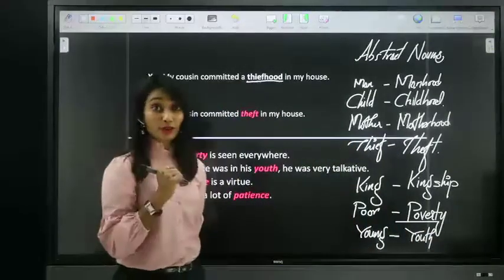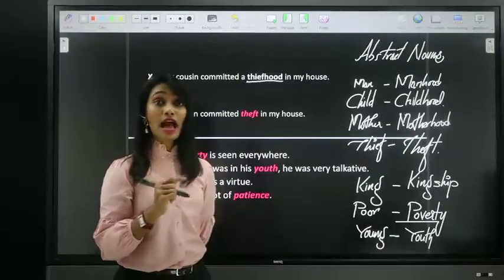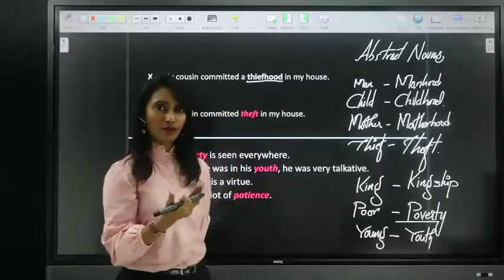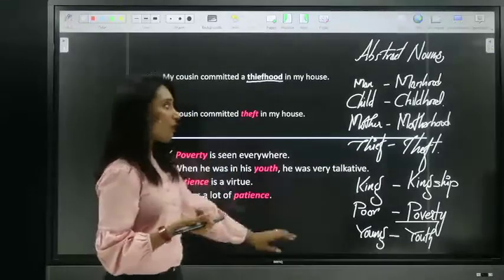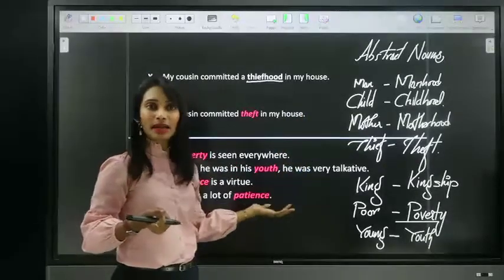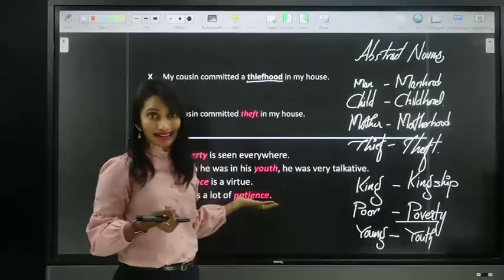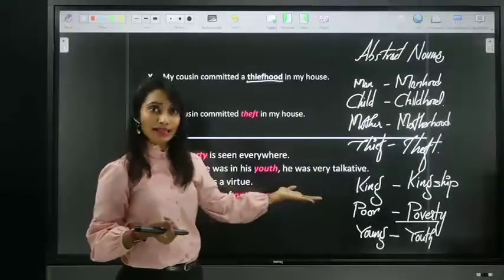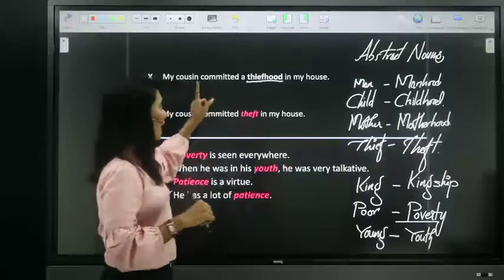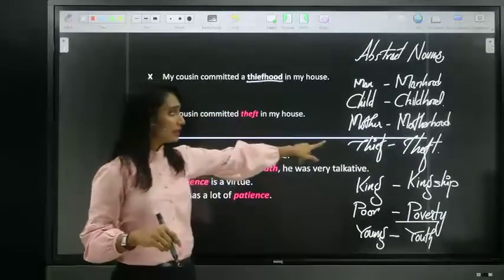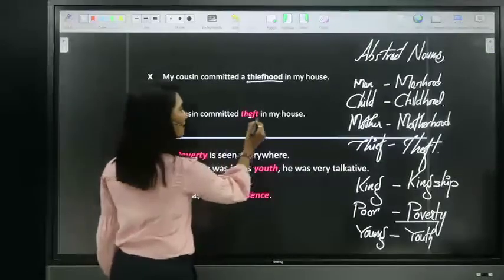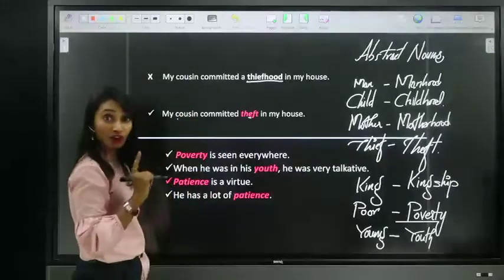So as I told you, it's very important to learn the abstract nouns for the nouns or adjectives or verbs from which they form. So always it is not hood or ty or ment, as we discussed yesterday. Manage is a verb, management is a noun, but it's not always ment or hood. So the right abstract noun for thief is theft. So my cousin committed theft in my house, not thiefhood.